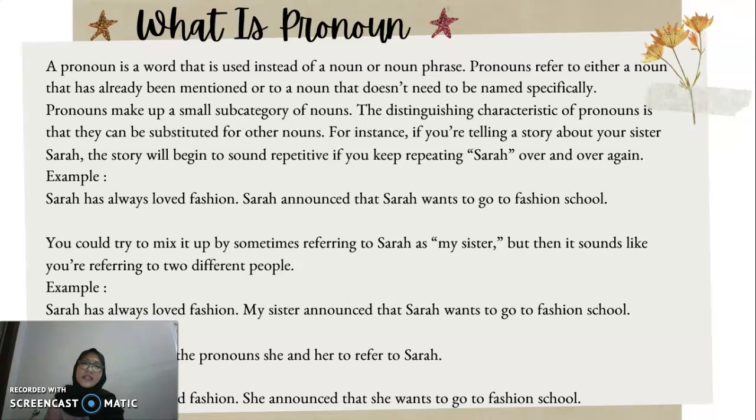For instance, if you are telling a story about your sister Sarah, the story will begin to sound repetitive if you keep repeating Sarah over and over again. Example: Sarah has always loved fashion. Sarah announced that Sarah wants to go to fashion school.